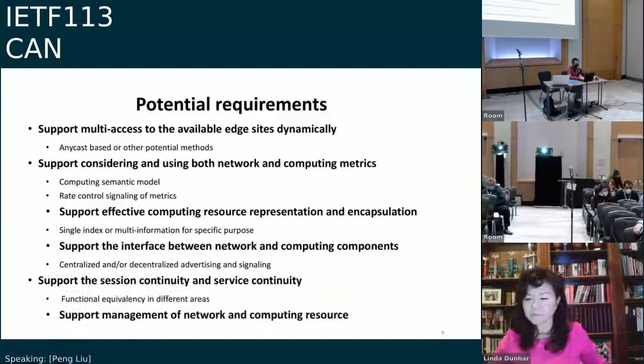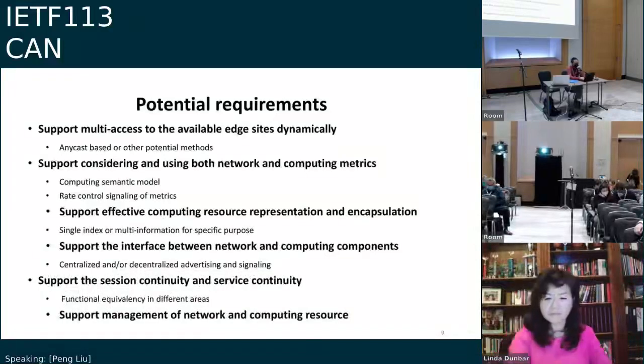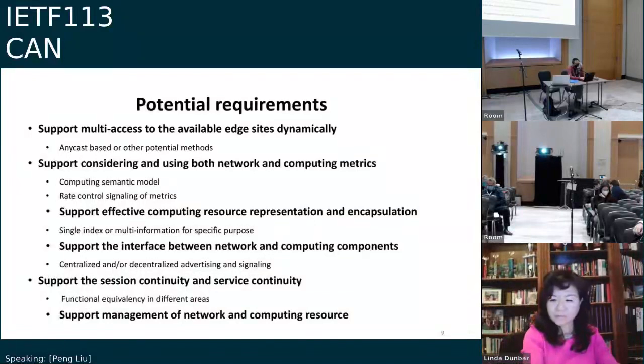So here are the potential requirements. Maybe the format is wrong, but it doesn't matter. First one: support multi-access to the available edge side dynamically based on anycast or other potential solutions. And second is to support considering both network and computing metrics.